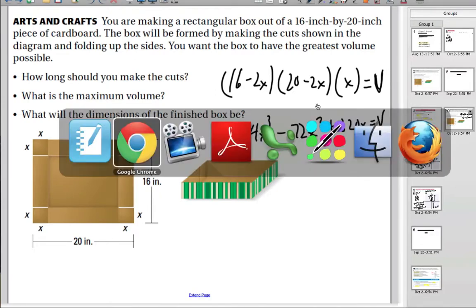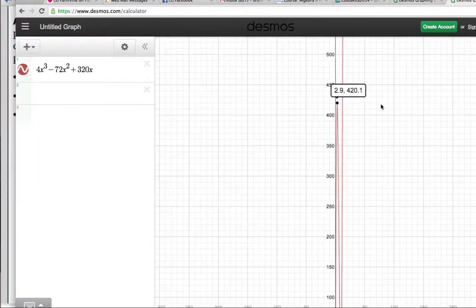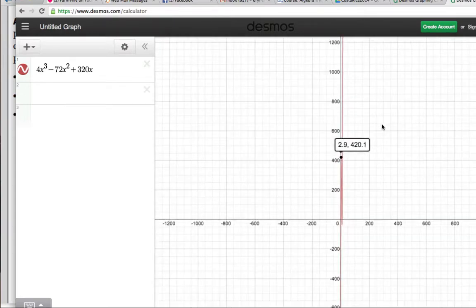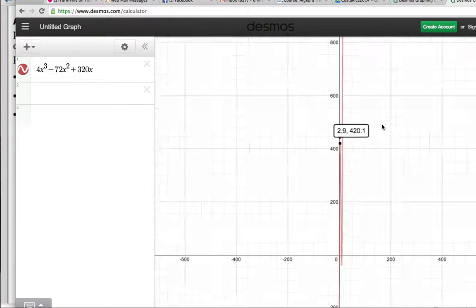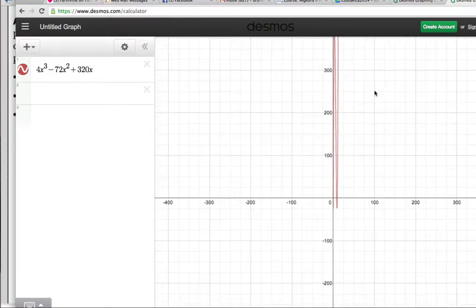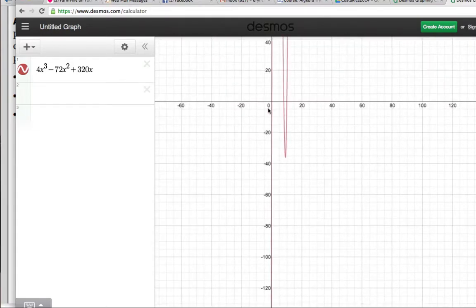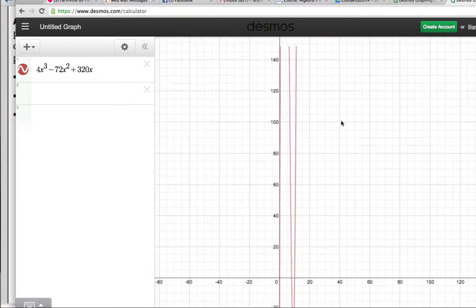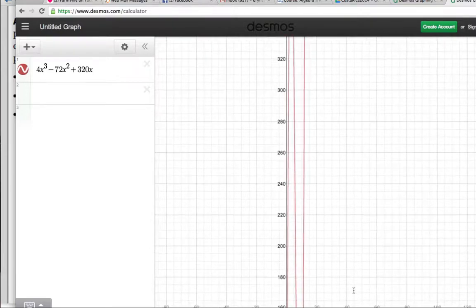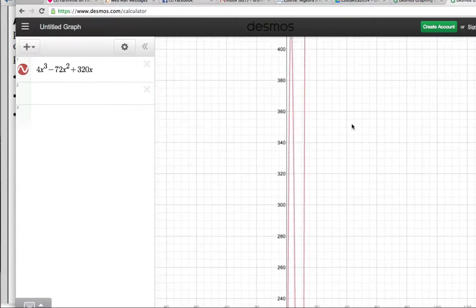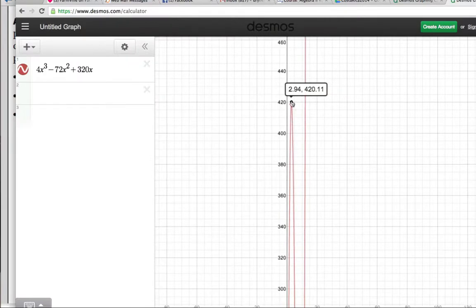So I'm going to go back to my graphing site, and I've got this one graphed here. If you want to take a look at what the whole graph looks like, it's very vertical, right? But if I zoom in, you can see some of the details that I talked about. First off, I told you my solutions are 0, 8, and 10. And here they are down here, but that's not what I'm looking for. I'm looking for maximum volume. So if I come all the way up here to my local maximum, you see it's 2.94, or essentially 3, and 420.11.